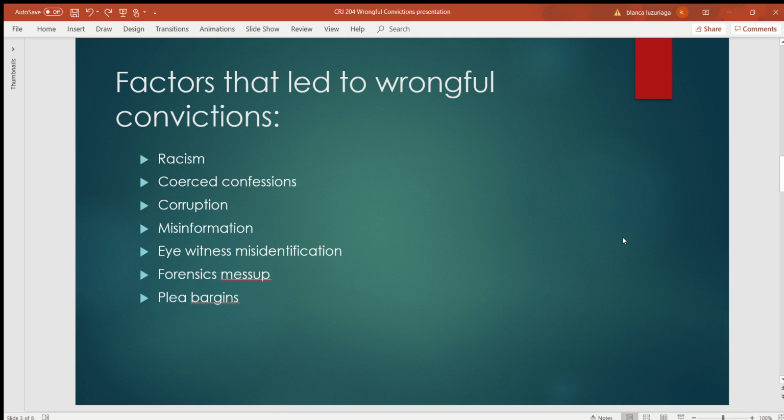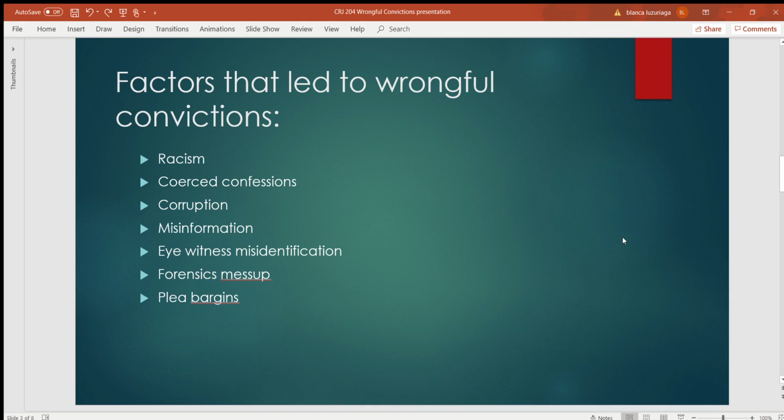For number 1, racism. Most of the time someone is wrongfully convicted, it is because of their race. When it comes to the statistics that I'm going to show in the next slide, it will show how there is a racial bias in the criminal justice system based on the people who get arrested and why.